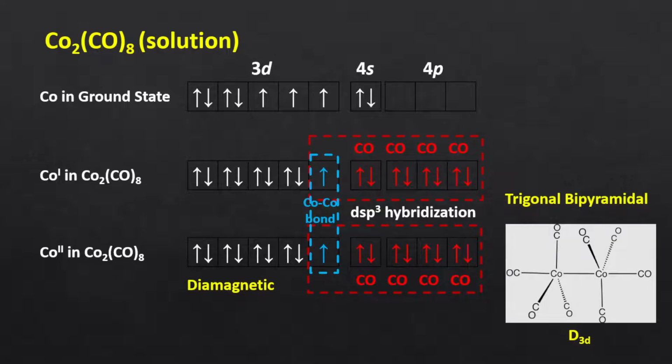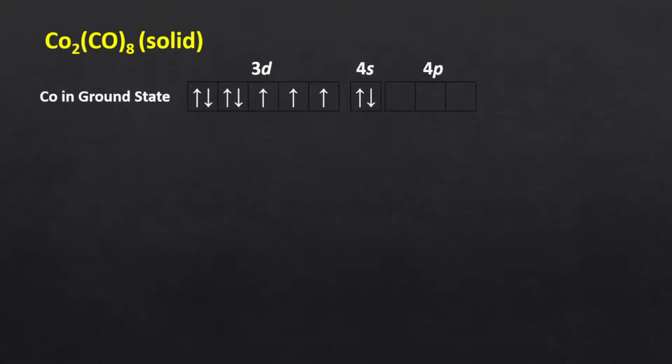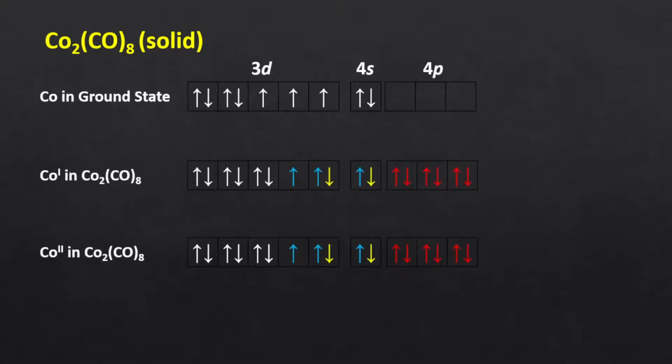Moreover, there is no unpaired electron, so this complex is diamagnetic. To avoid ligand-ligand repulsion, the cobalt tetracarbonyl unit acquires a staggered conformation. The point group of this complex is D3d. In the solid phase, there are 2 mu2 bridging carbonyl ligands. Here a singly occupied sp hybrid orbital of carbonyl overlaps with a singly occupied d2sp3 hybrid orbital of the metal atom.